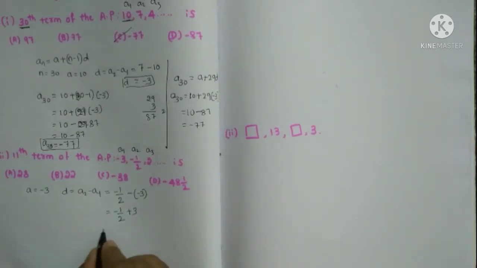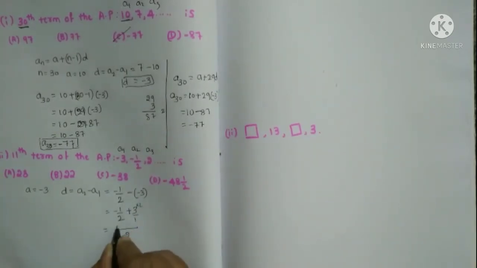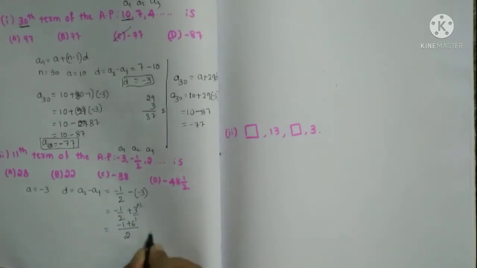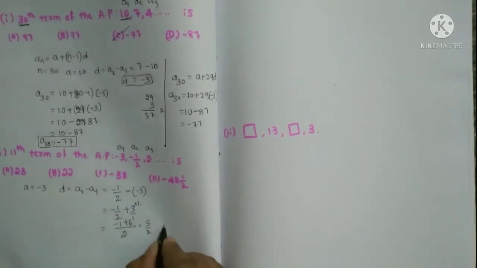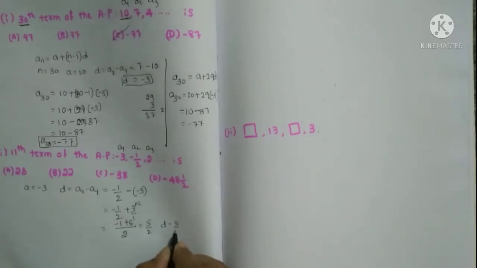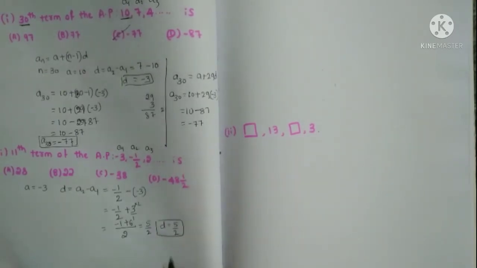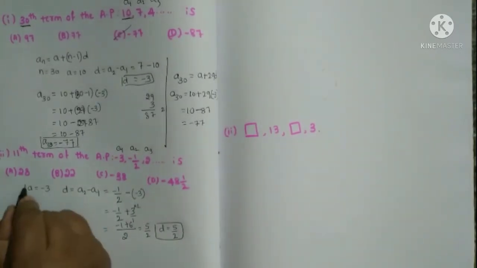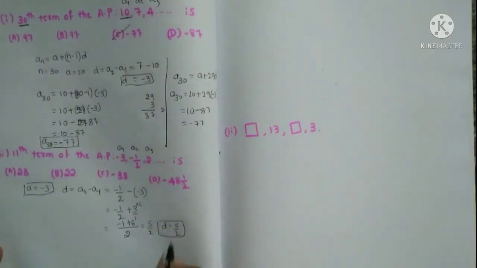Okay, you have to take the LCM here because a fraction is there. 2 and 1 LCM is 2. Here I should multiply: 2 into minus 1, plus 3 2s are 6. So you'll get the answer as minus 1 plus 6, 5 by 2. This is the d value. d value is 5 by 2. a value we have minus 3 and d value is 5 by 2.